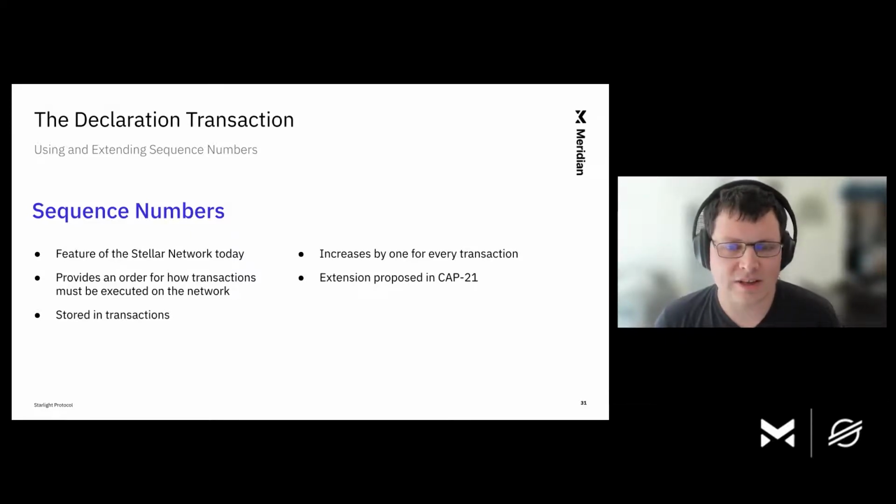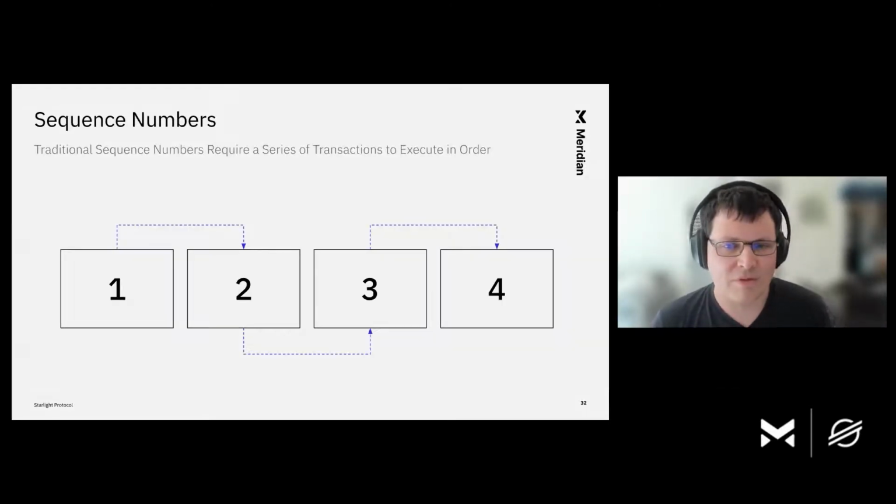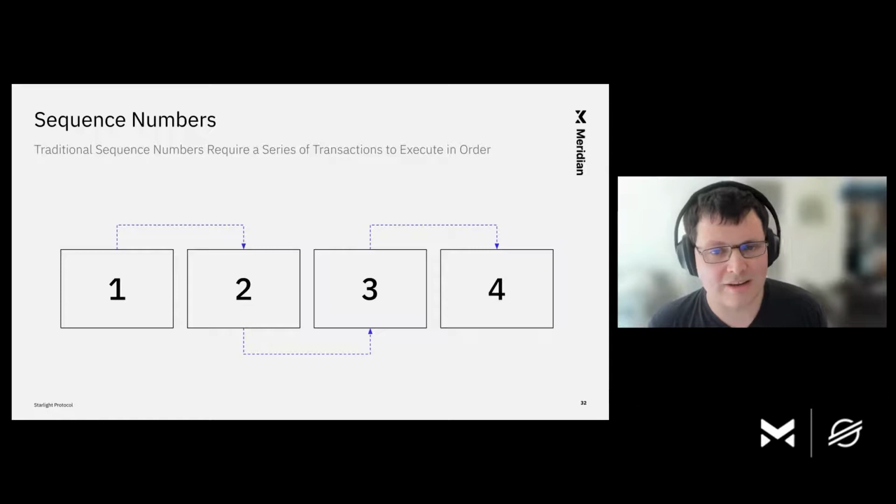An account's transactions have sequence numbers that provide an order to how those transactions must be executed on the network. They're a simple number stored in the transaction that must increase by 1 for every transaction. For example, if we've created a series of 4 transactions, 1, 2, 3, 4, the transactions must execute in that order. 1 must execute before 2, 2 must execute before 3, and so on. That's how sequence numbers behave on the Stellar network today.